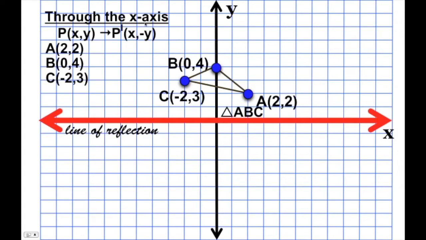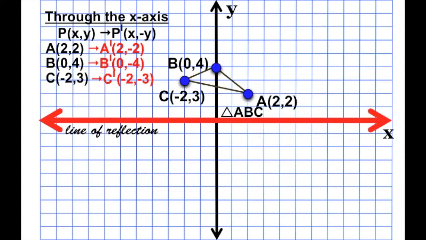It's basically our mirror. So let's change our points to their primes. A at (2, 2) is going to become A prime at (2, -2). B is going to become B prime at (0, -4), and C is going to become C prime at (-2, -3). Again, the y's change to their opposites. And let's see what happens when we do that.